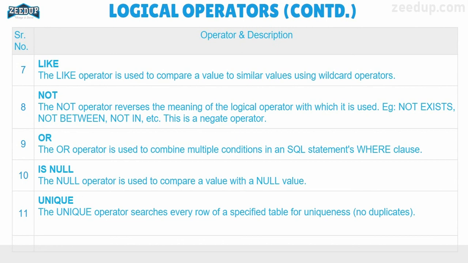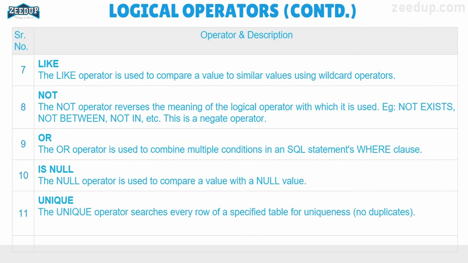Then we have the not operator. Not operator, as the name suggests, is a logical operator that is used to negate the condition. An interesting feature of the not operator is that it never comes singularly. It always comes in pair with at least one other operator, and it could be of any type, like not exists, not between, not in, etc. It is a negate operator which is used to just reverse whatever the mentioned operator does. It always comes before that particular operator and it always negates the condition of whatever that operator does.